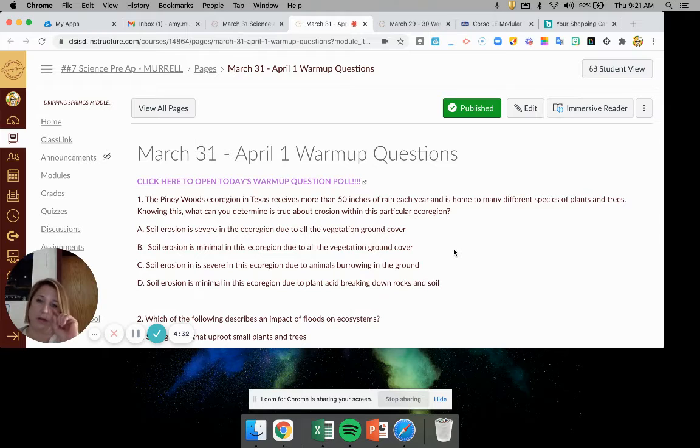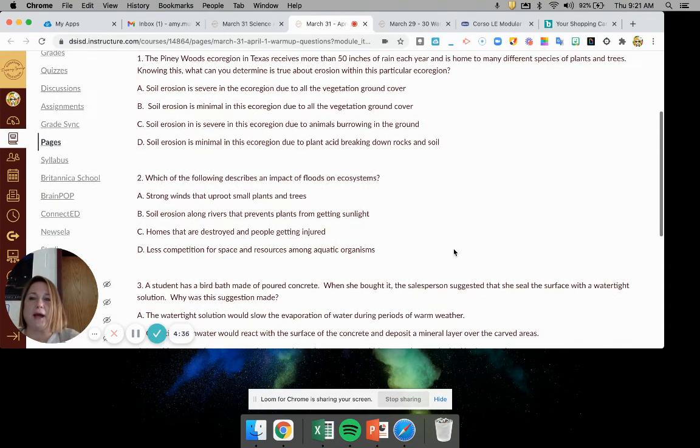All right, here are the questions for Wednesday, Thursday. The Piney Woods ecoregion in Texas receives more than 50 inches of rain each year and is home to many different species of plants and trees. Knowing this, what can you determine is true about erosion within this particular region? So the key words here are many plants and trees.